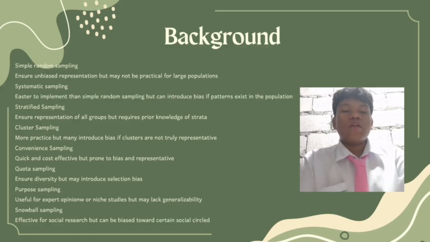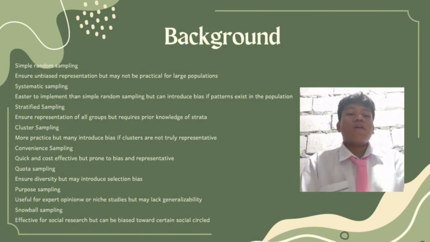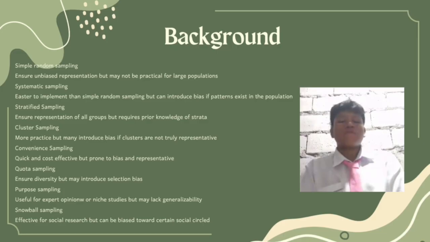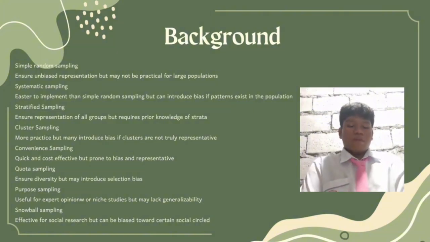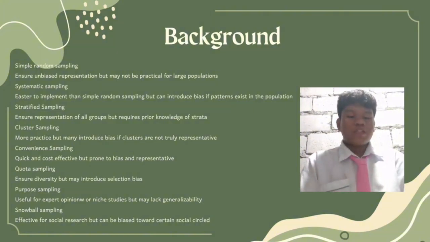Number 5. Convenience sampling. Quick and cost-effective but prone to bias and not representative. Number 6. Quota sampling. Ensures diversity but may introduce selection bias. Number 7. Purposive sampling. Useful for expert opinions and niche studies but may lack generalizability. Number 8. Snowball sampling. Effective for social research but can be biased towards certain social circles.